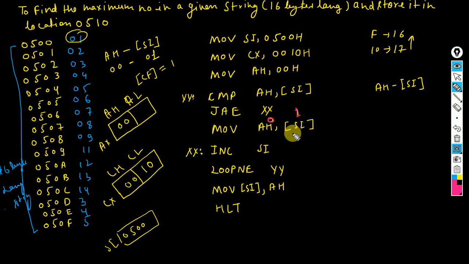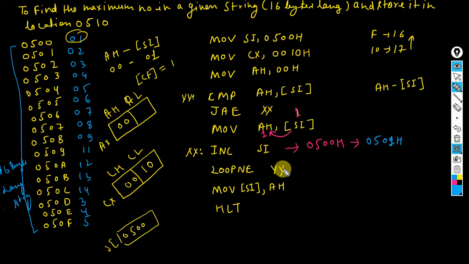1 and 0. The content of SI is moved to our AH register. So here the value of AH register is 1. Next instruction is INC SI. At present, the source index indicates the 0500H address, but after the execution of this instruction, your source index address is updated with 0501H. Okay.